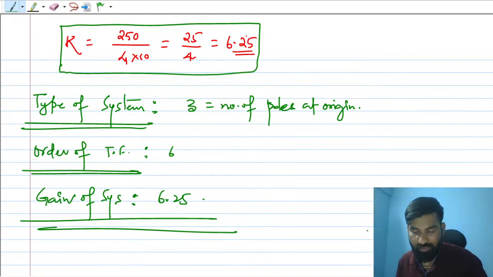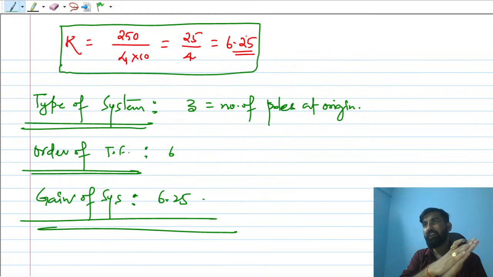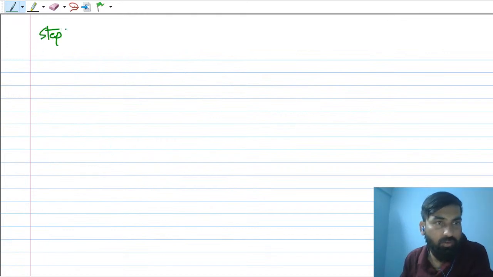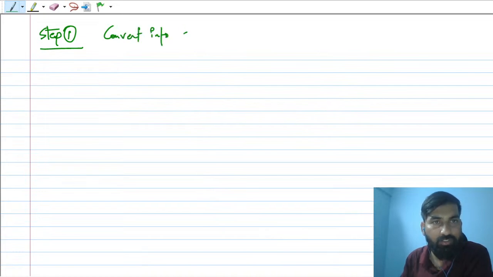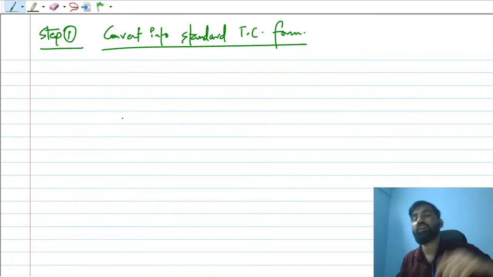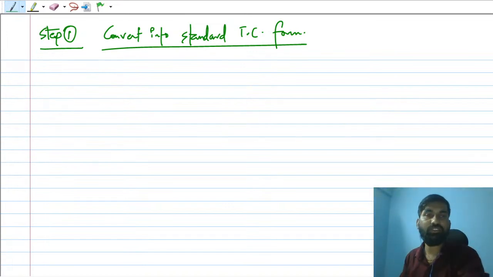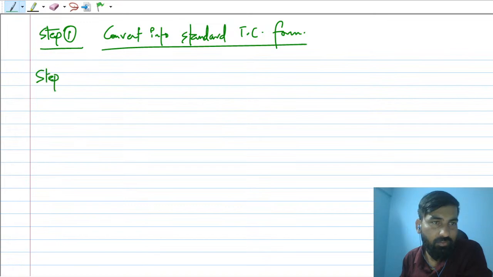So what is the shortcut that you have to keep in mind? Okay. The very first step: given a pole-zero configuration, you have to convert it into time constant form. Step number 1 is to convert into standard time constant form, before you conclude anything about the type of the system. Then the second step is to find the system gain.